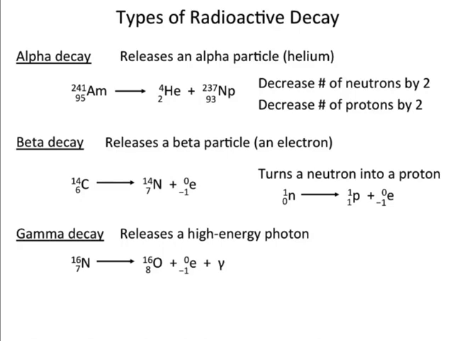And so why are they called alpha, beta, and gamma? It's because scientists discovered alpha decay first, beta decay second, gamma decay third. In the Greek alphabet, alpha, beta, and gamma are the first 3 letters. That's simple.